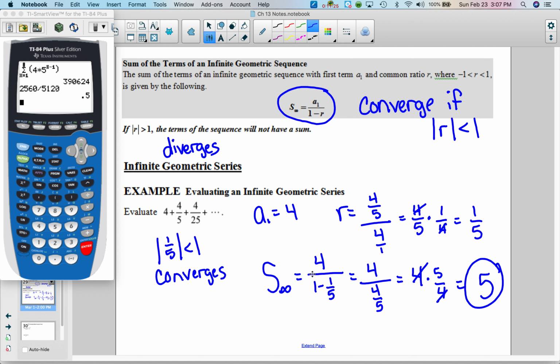So make sure that you always check this first. You got to check the value of r, because if r is greater than 1, you can still use the formula. It's just your answer is going to be wrong.